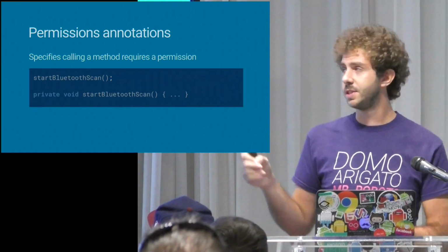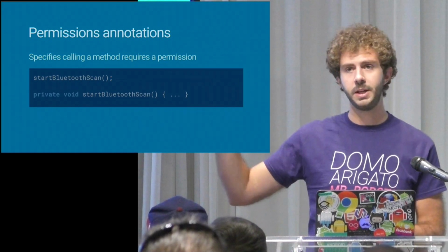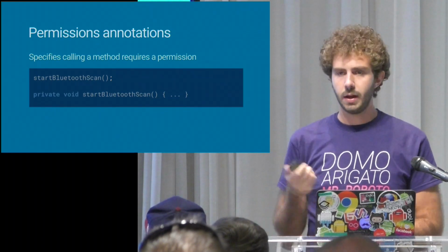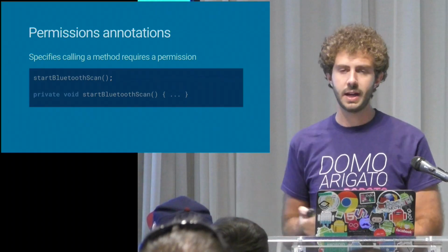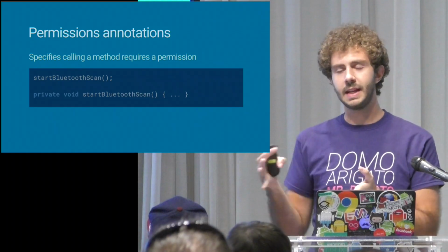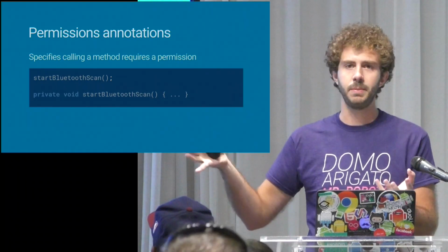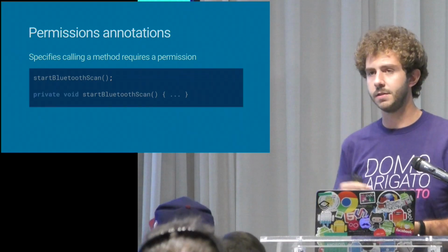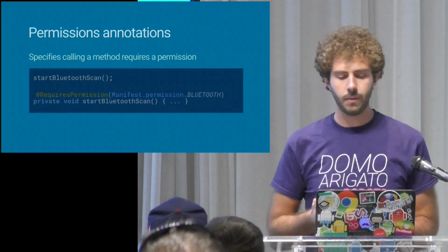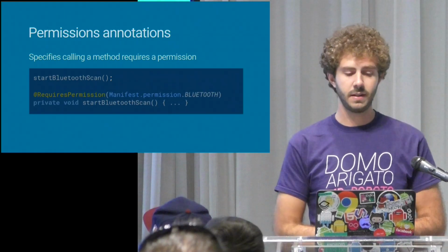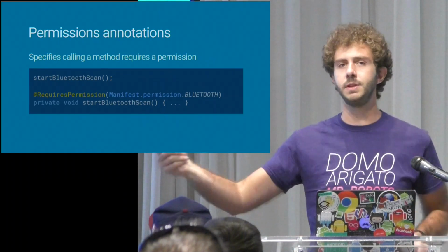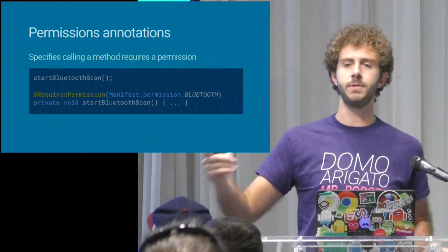So permissions annotations have been introduced and supported in 1.3, so Android Studio and Gradle plugin. Assume I have a library that does Bluetooth scan, and for some reason the library is not declaring in the manifest, because it might be like a jar or something like that, that it's using this permission. So what I can do is say, well, if you call this method, your application must have this permission, or any of these permissions. You can specify a list, or all of these permissions.